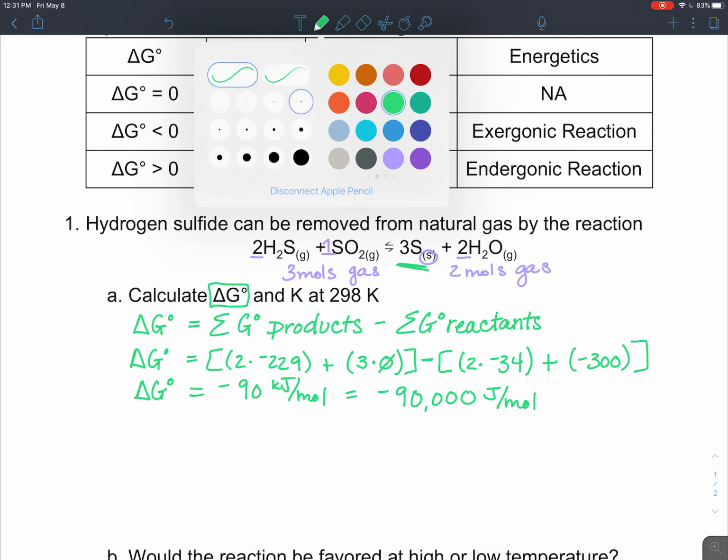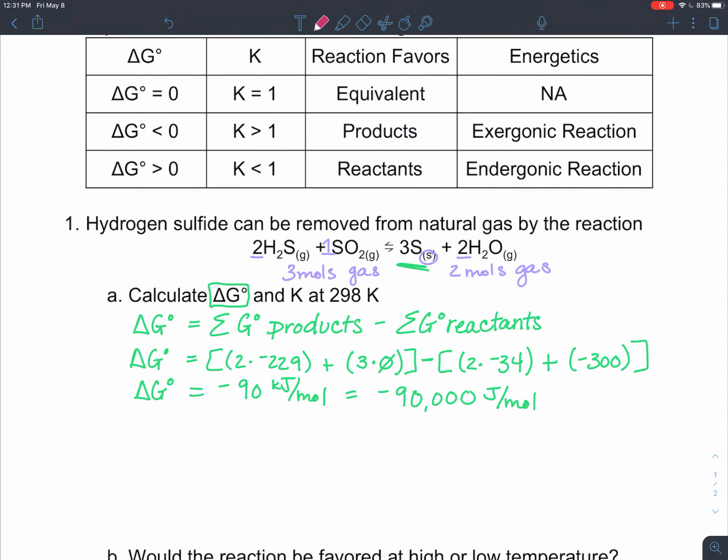Now let's go ahead and solve for our K value. So for K, we're going to solve. We can plug this in a couple different ways, but I'm just going to write it out how I normally think of this. So I'm going to take my negative 90,000 joules per mole. And remember the R value that we're using.